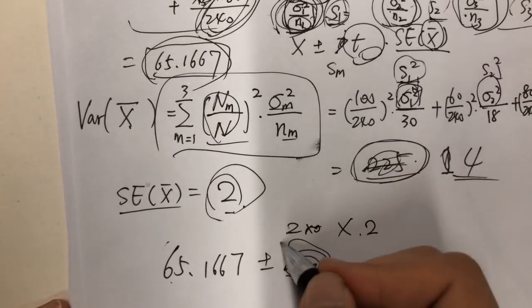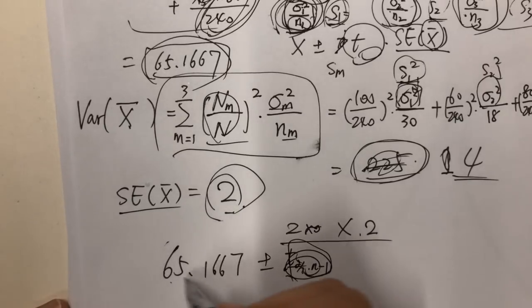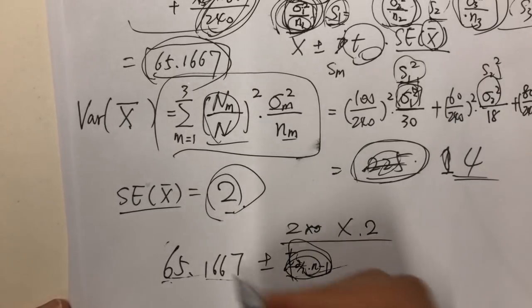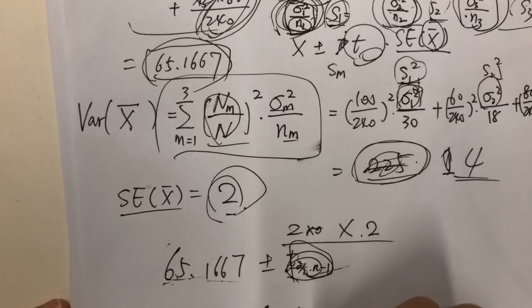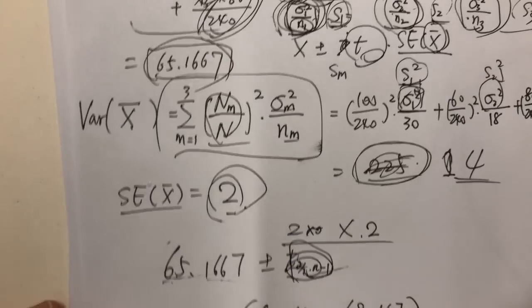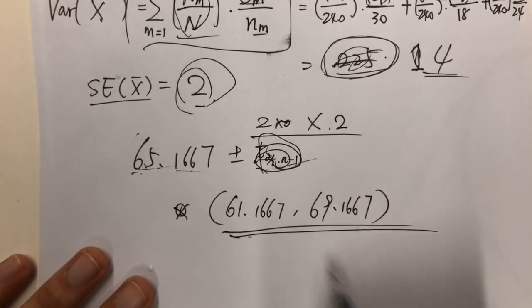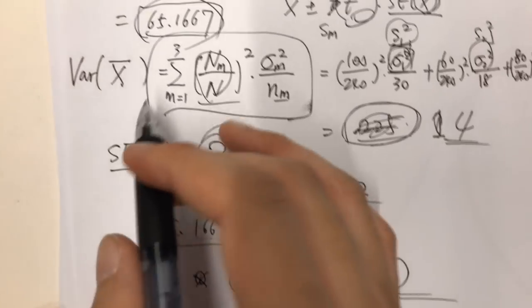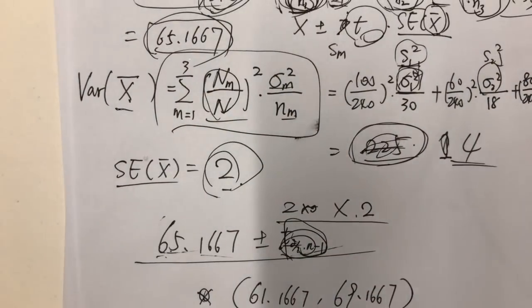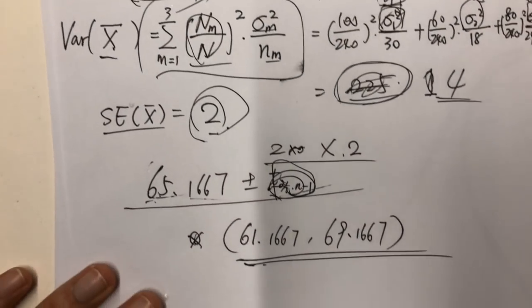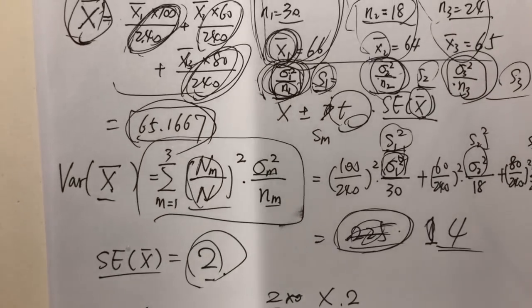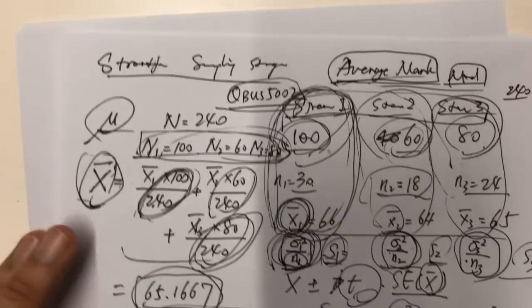So it's the mean, then the true population mean will fall between 61.1667 to 69.1667. So this is the confidence interval for the average mark. Okay, so yeah, that's for the whole area. Okay, that's all about the stratified sampling.